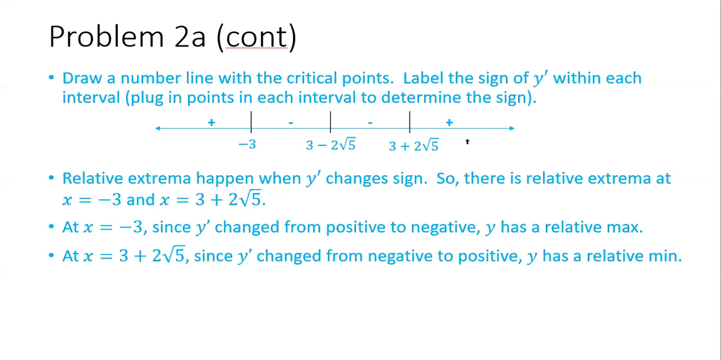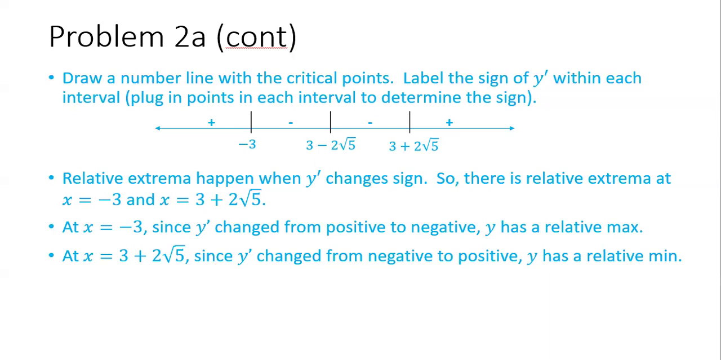So we are looking at when the derivative changes sign. That's right here, went from positive to negative. Did not change sign here, but it also changed sign here. So there's a relative max at x is minus 3 because the derivative changed from positive to negative. And there's a relative min at this point, 3 plus 2 root 5, because the derivative went from negative to positive. Okay? So this is where the relative max and min occur.